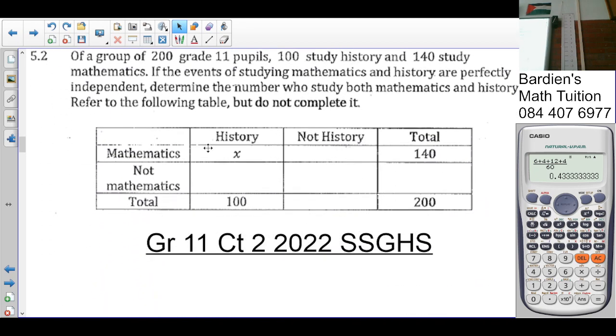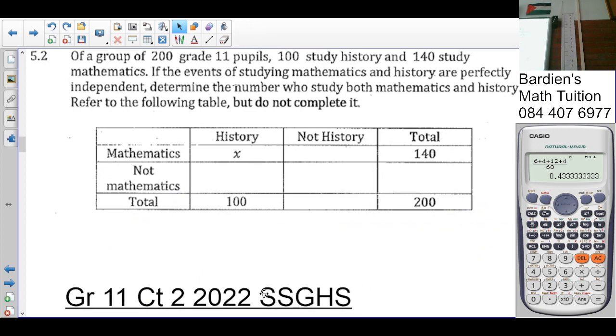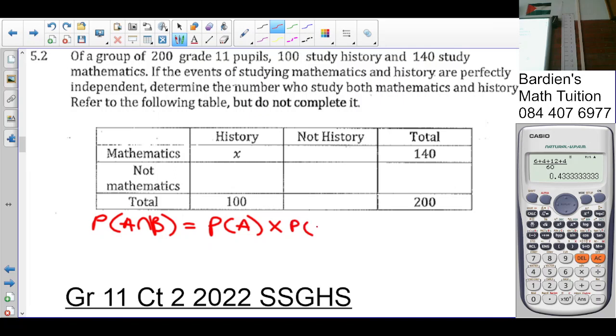The next question, we are told that in 5.2, a group of 200 grade 11 pupils, 100 study history, and 140 study mathematics. If the events of studying mathematics and history are perfectly independent. So what do we know about independent events? Whenever you read independent, we write down the identity. What's the identity? The probability of A intersection B is equal to the probability of A times the probability of B.